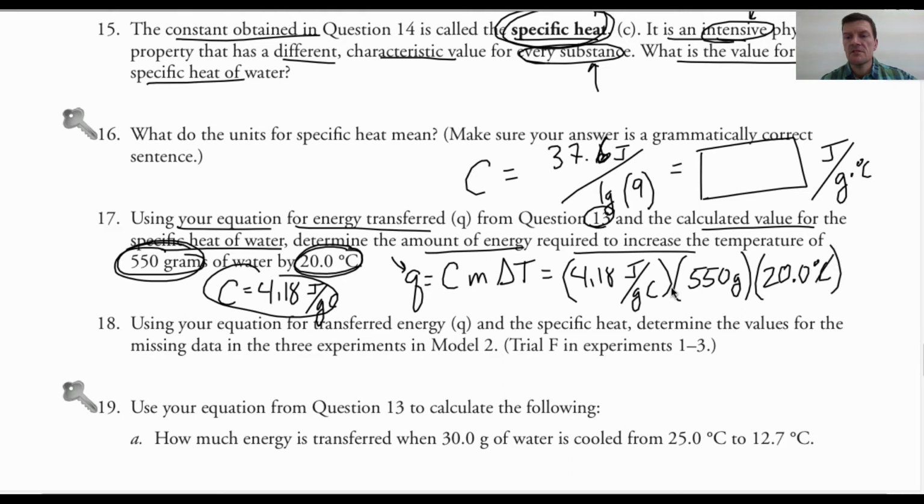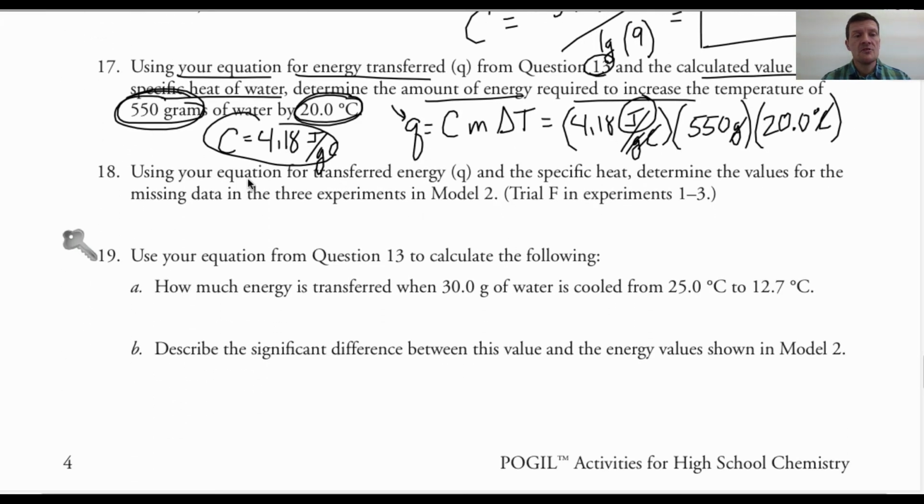Okay, see how your C or Celsius is going to cancel, your grams are going to cancel, and when you multiply these 3 numbers together, you're going to have your answer in joules. Using your equation for the transferred energy and the specific heat, determine the values for the missing data in the 3 experiments in Model 2. Trial F in experiments 1 through 3.